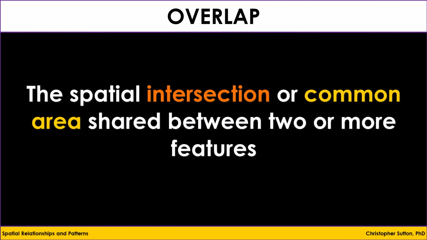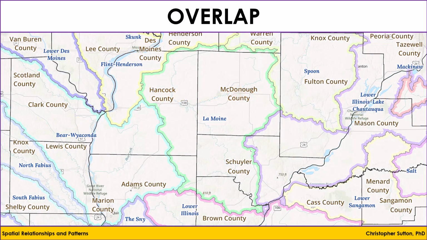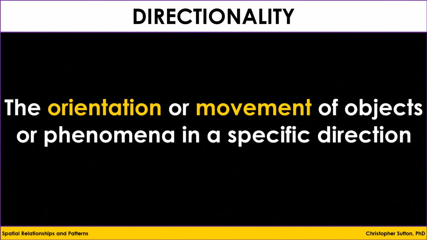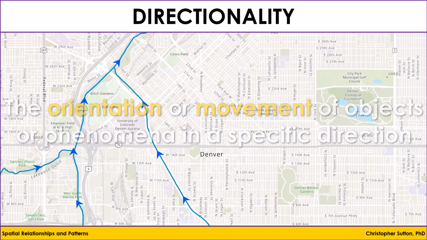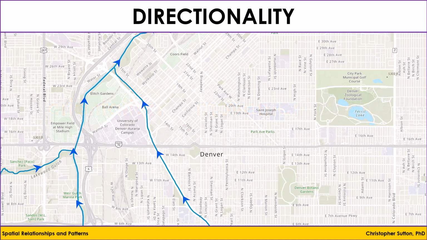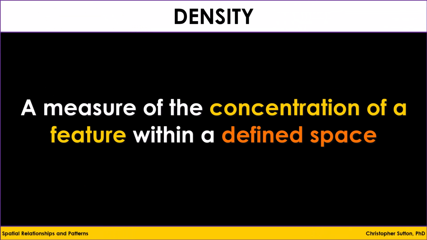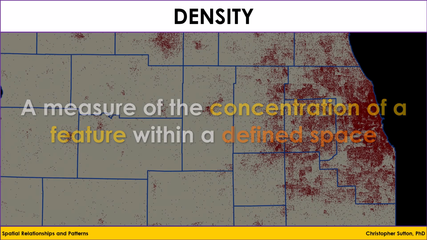Overlap refers to the spatial intersection or common area shared between two or more geographical features. This concept is critical in understanding relationships between different spatial phenomena. For example, roads intersecting rivers. Overlap can occur when comparing wildlife habitats with urban development zones to identify conflict areas. Directionality refers to the orientation or movement of objects or phenomena in a specific direction, such as traffic flow, migration patterns, or water currents.